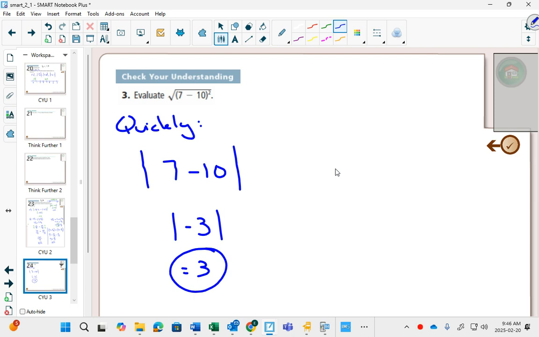The longer way to do this is to do each thing separately. So I would have 7 minus 10, minus 3 squared. Minus 3 squared would be positive 9. Positive 9 square root is 3. Doesn't even look that much longer. It could possibly be longer depending on how hard the mental math is to go about.